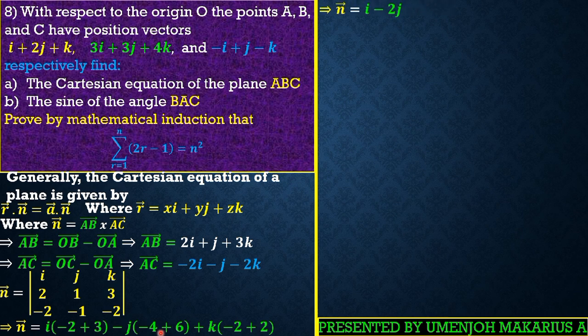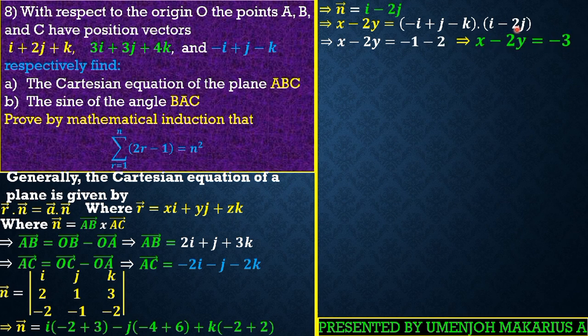Okay. Now, since we have the value of n, to get the Cartesian equation, we multiply with xi plus yj plus zk, which gives us x minus 2y equal to minus i plus j minus k, dotting it with i minus 2j. If it does so, you're going to have x minus 2y equal to minus 1 minus 2. Simplifying gives us x minus 2y equal to minus 3. That is the Cartesian equation, guys.